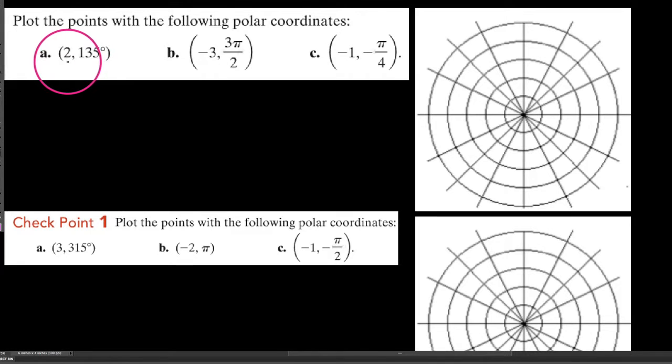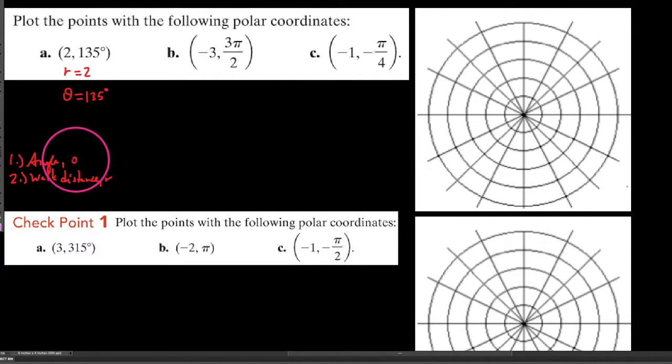And so starting with this first point, we can see that our r value is 2 and that our angle is 135 degrees. So using the method that I used first on the other page, we say first get the angle, and then walk the distance. So walk the distance r.